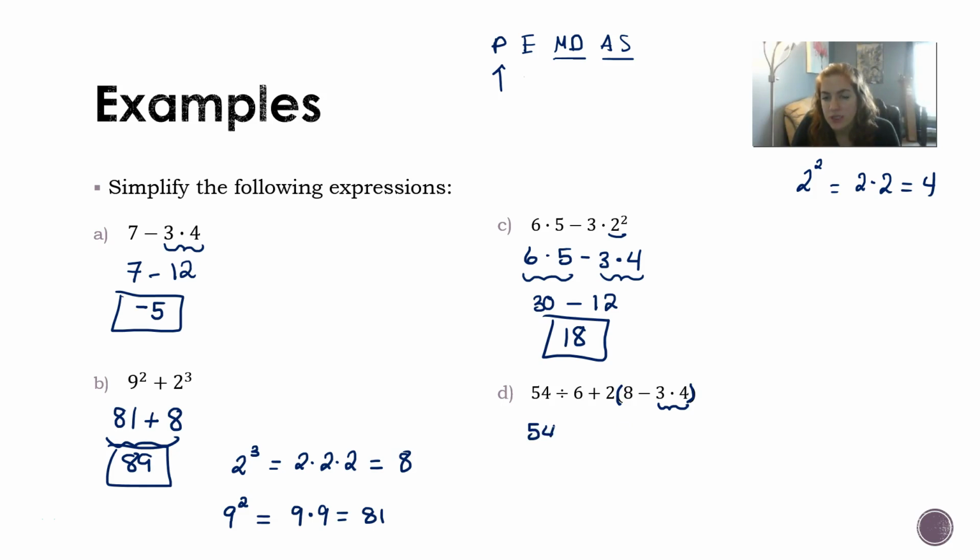So again, drop down the rest. 8 minus 3 times 4 is 12. We still haven't simplified what's inside those parentheses, so we've got to continue on inside those parentheses. So let's subtract 8 minus 12.